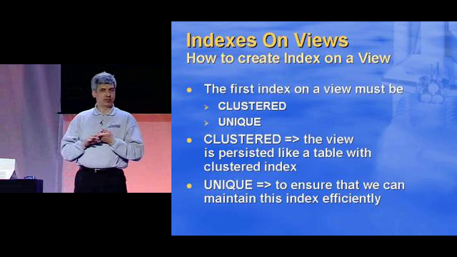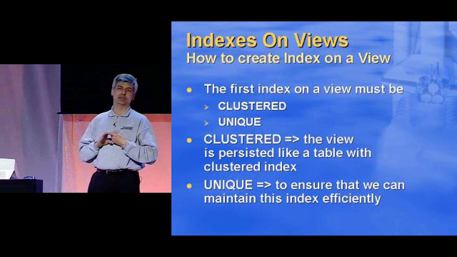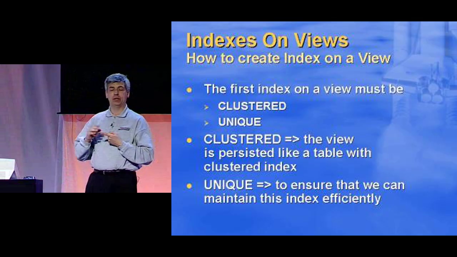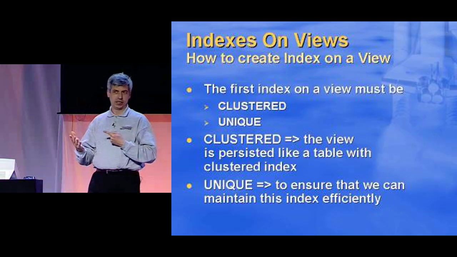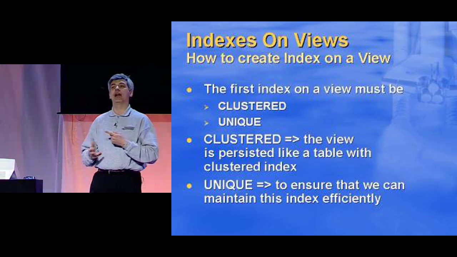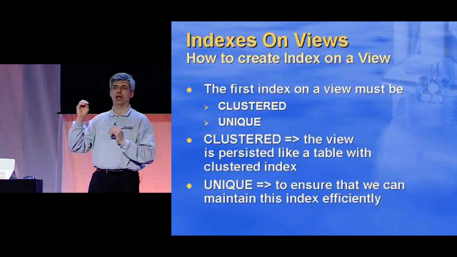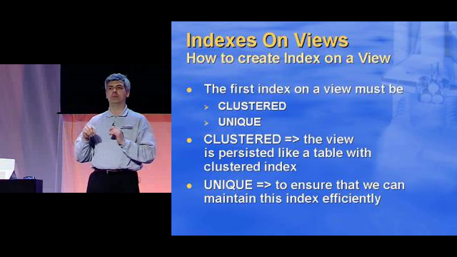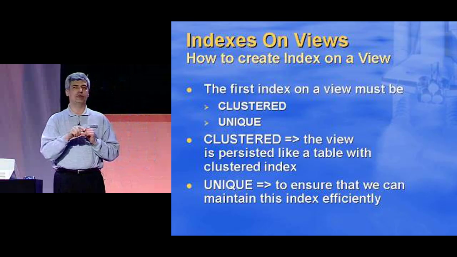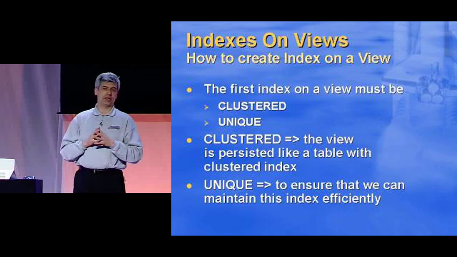And why does it need to be unique? It needs to be unique because we would like to be able to maintain it efficiently. So if I bring changes on the underlying tables, I would like to be able to efficiently find the row or set of rows which I need to update in that index view.